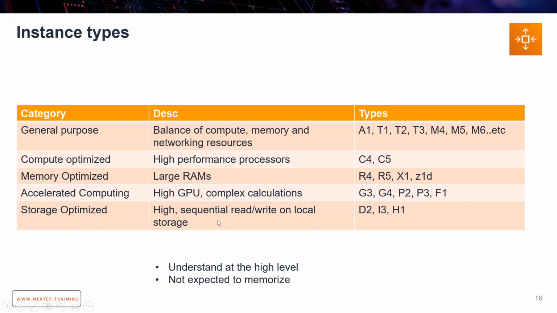These are actually sequential read write and local storage. These are good for databases, high performance databases, etc. Yeah. So if you just understand it, you will know, hey, I need an EC2 instance.